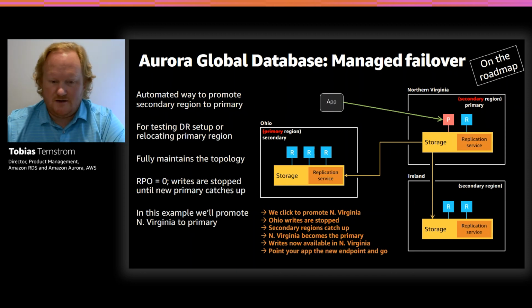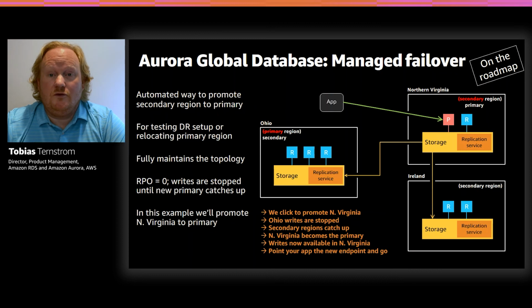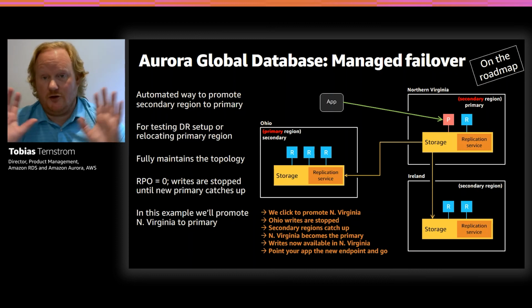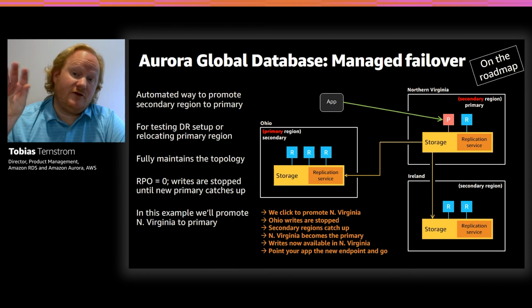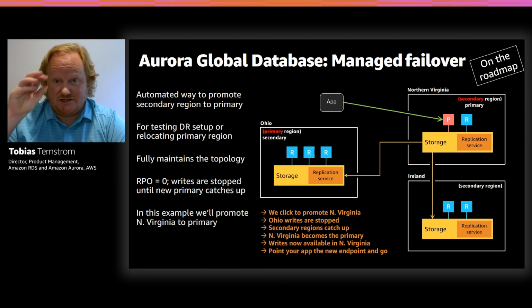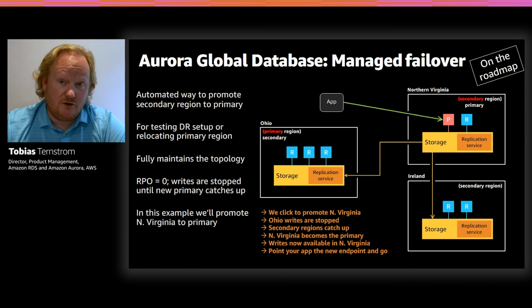It's the new primary. And then you now need to point your app to the Northern Virginia endpoint and you're good to go. So everything here is managed for you, outside of your app, which has to now be changed to connect to Northern Virginia for its writes. So that is managed planned failover. And again, it's on the roadmap and hopefully coming very soon.